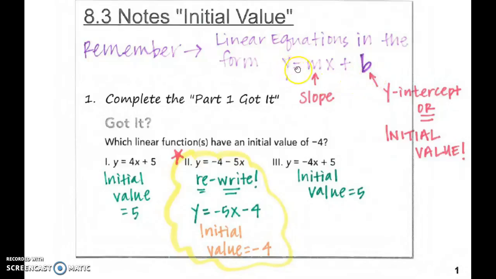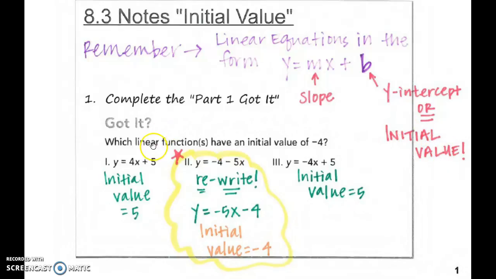So if y is by itself equal to something else, whatever is in front of the x is the slope or the rate of change of the line. Whatever is being added or subtracted at the end is where the line is going to cross the y-axis. So that's the y-intercept, or what 8.3 focuses on, the initial value, where the line starts.